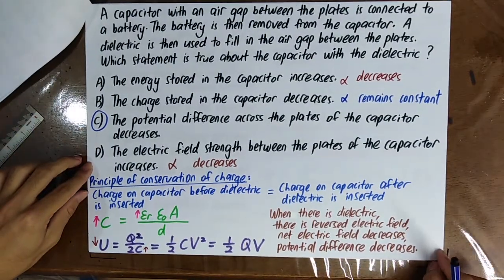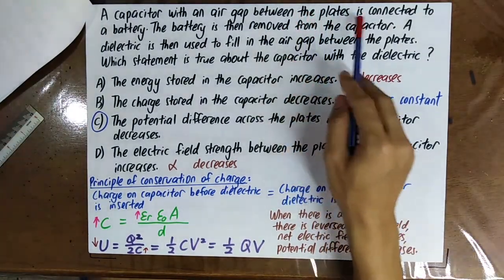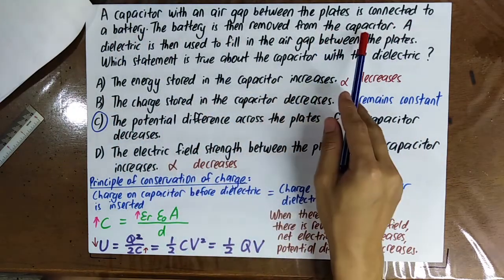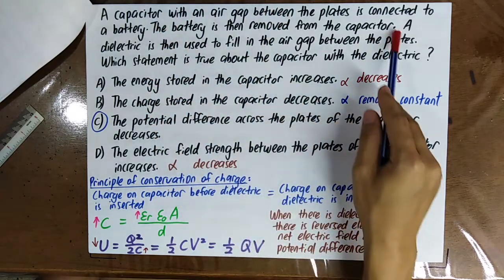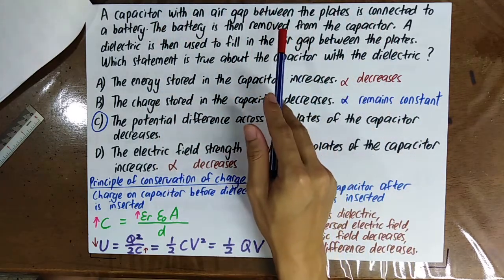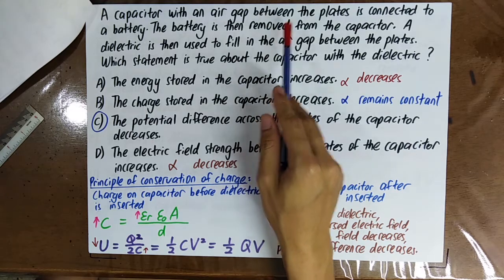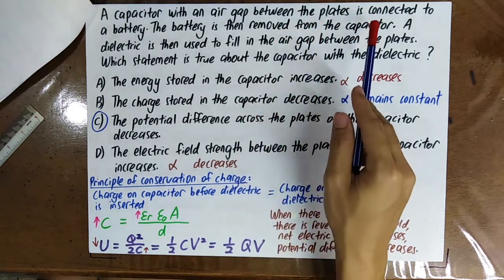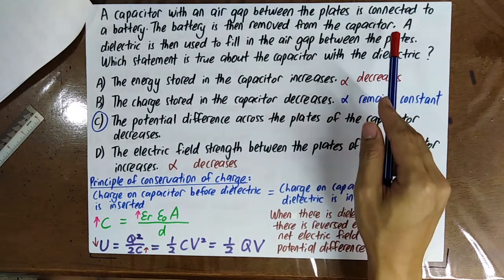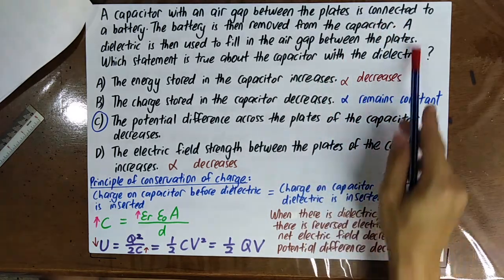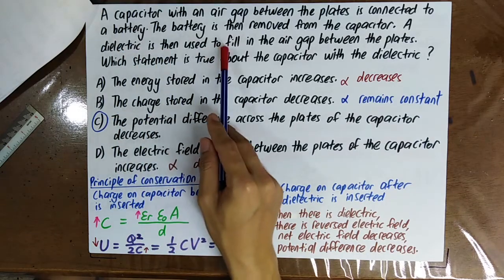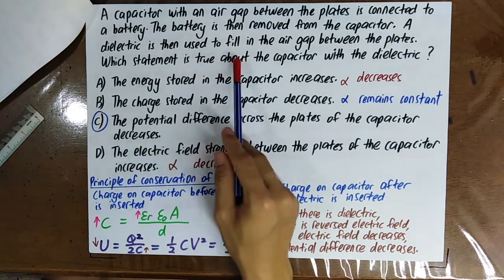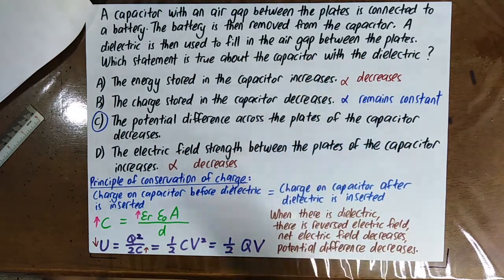A capacitor with an air gap between the plates is connected to a battery. The battery is then removed from the capacitor. When you see this sentence, you know that most probably you will use the principle of conservation of charge, because the capacitor is now an individual and isolated capacitor. A dielectric is then used to fill in the air gap between the plates. Which statement is true about the capacitor with the dielectric?